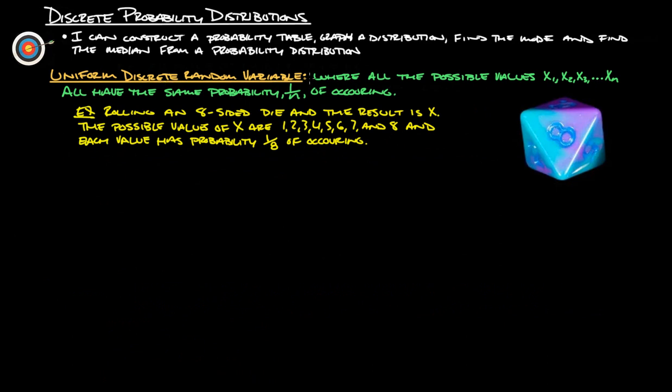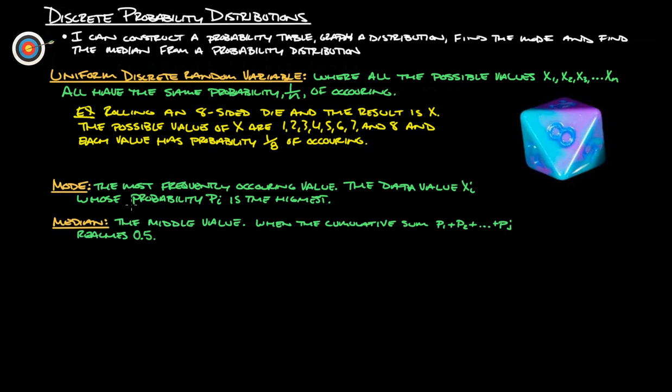Uniform discrete random variable. The key word here is uniform, where all the possible values, x1, x2, x3, all the way up to xn, have the same probability, 1 over n, of occurring. That's uniform because they all have the same probability. An example is rolling an 8-sided die, and the result is X. All the possible values are 1, 2, 3, 4, 5, 6, 7, and 8, and each value has a 1 out of 8 chance of occurring.